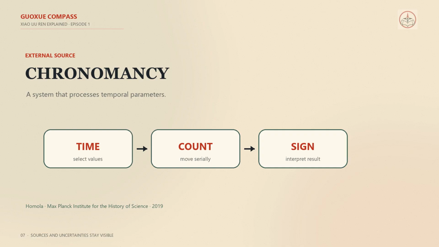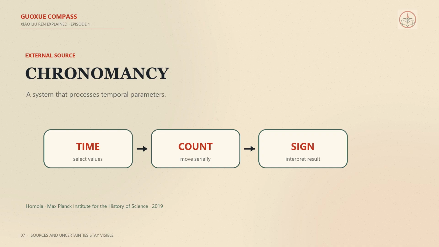A 2019 research publication from the Max Planck Institute for the History of Science classifies Xiao Liu Ren as a form of chronomancy, a method that processes temporal parameters. The study describes a three-stage pattern found in several divination systems. First, a value is selected or calculated. Second, it is reduced through counting or division. Third, the remainder is interpreted through a conventional symbolic scheme.